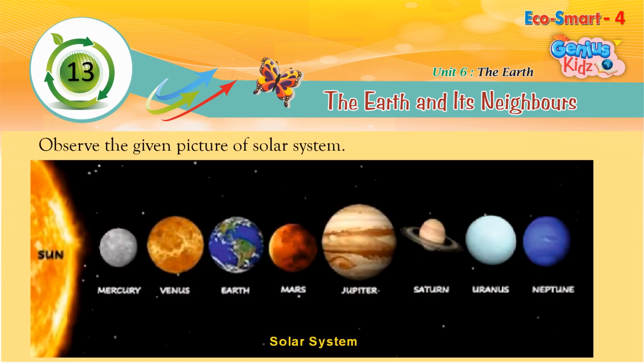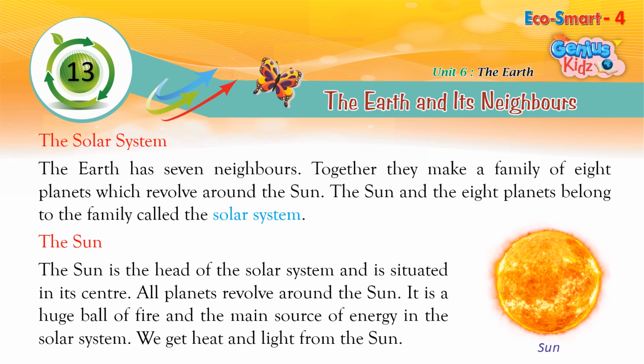Observe the given picture of the solar system. In the solar system, the Earth has 7 neighbors. Together they make a family of 8 planets which revolve around the Sun, and the 8 planets belong to the family called the solar system. The Sun is the head of the solar system and is situated in its center. All planets revolve around the Sun. It is a huge ball of fire and the main source of energy in the solar system. We get heat and light from the Sun.